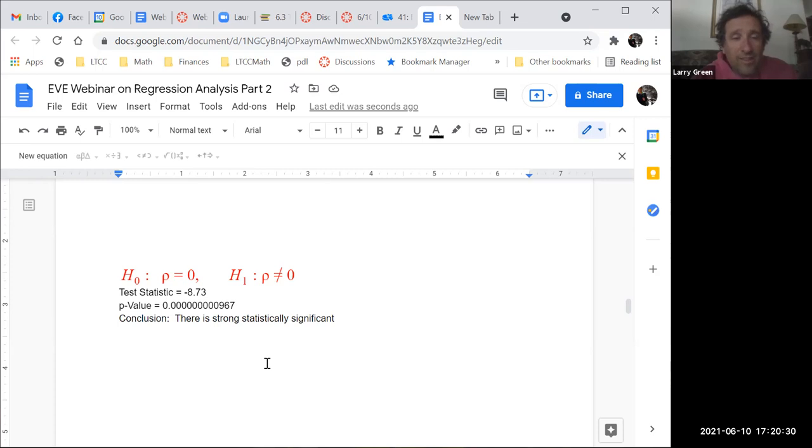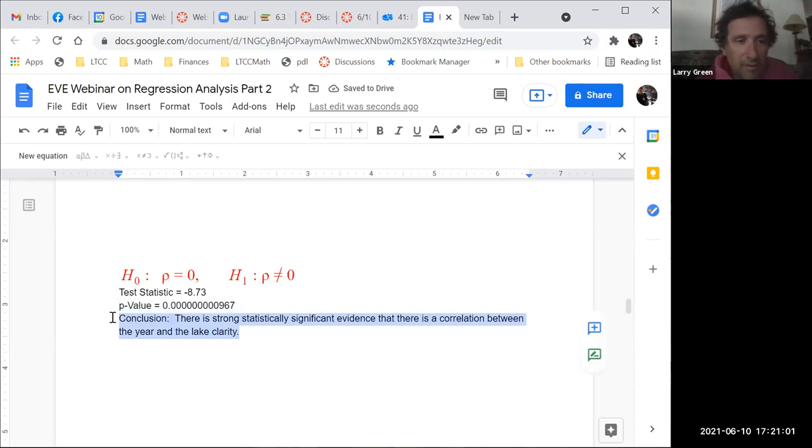So there's strong statistically significant evidence that there is a correlation. Doesn't mean strong correlation, but we know there's a correlation between the year and the lake clarity. Let me make this bigger so you can see it better.